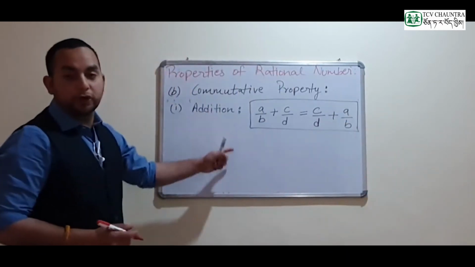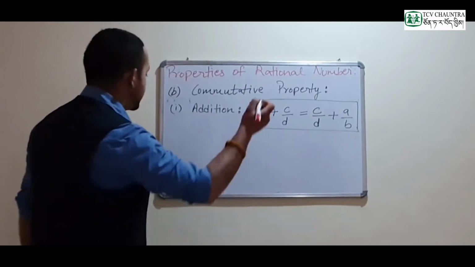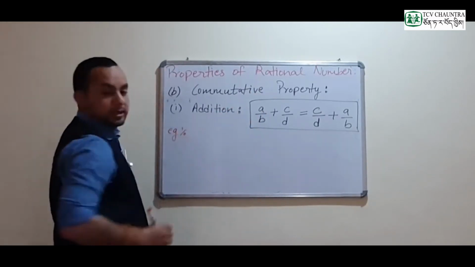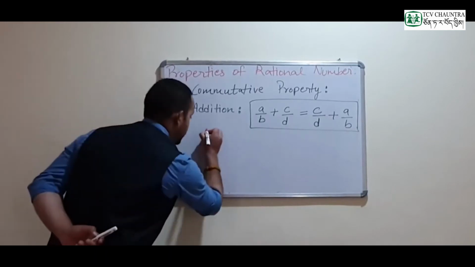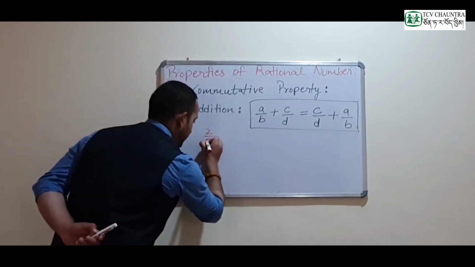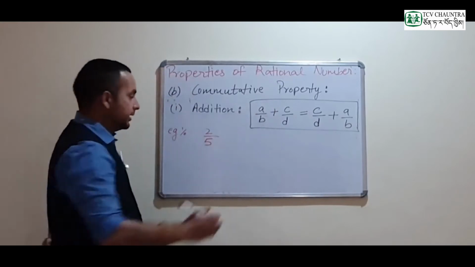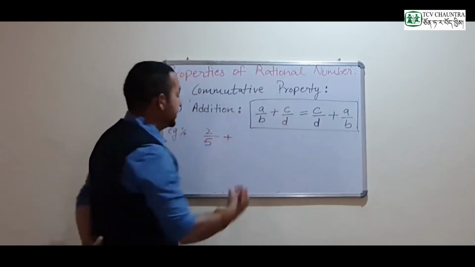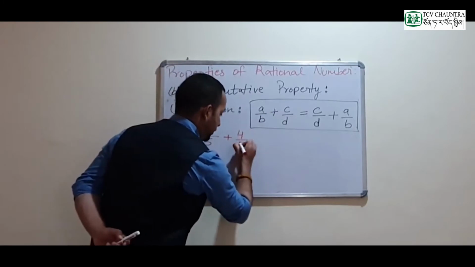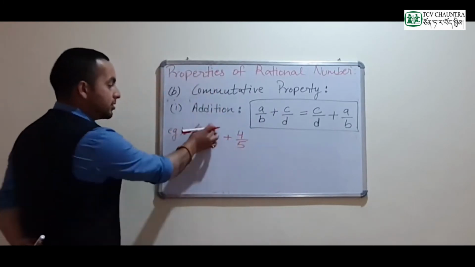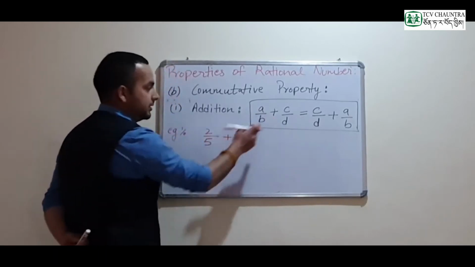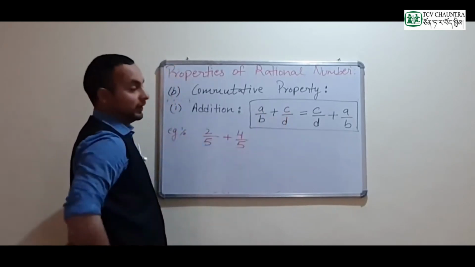Now we are going to test it. So let's take an example. Suppose I take 2 upon 5 in place of a upon b, and in place of c upon d I take 4 upon 5. So this is your a upon b, 2 upon 5, plus c upon d, which is 4 upon 5.